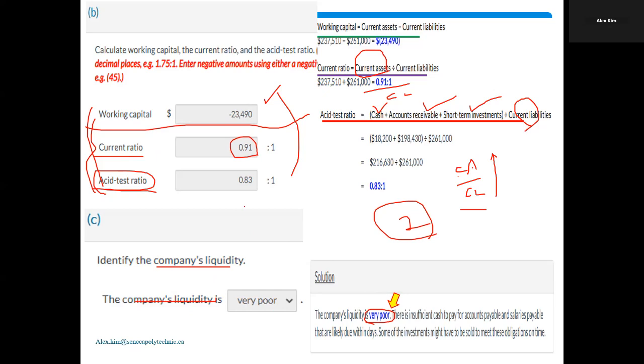Usually an acid test ratio over 1 is okay. So you must know how to analyze the ratios as well. Okay?